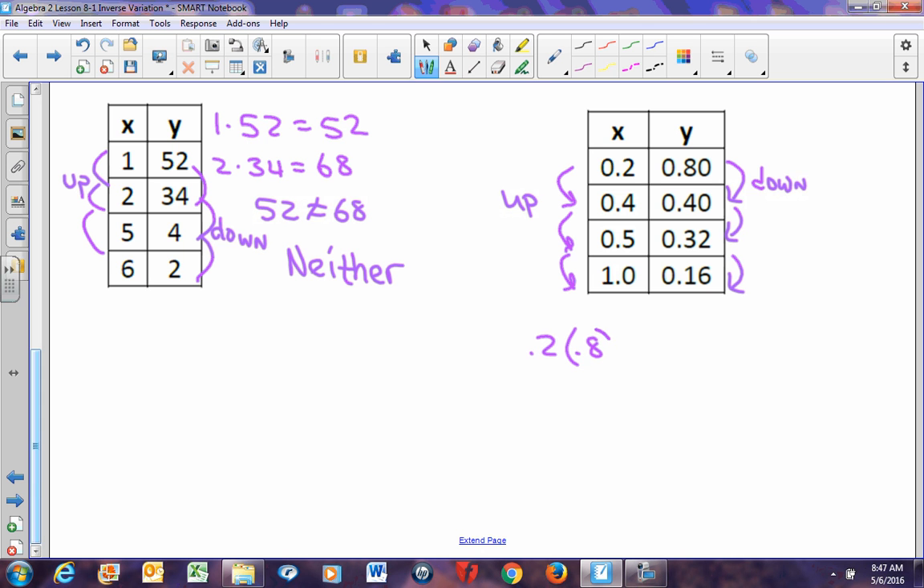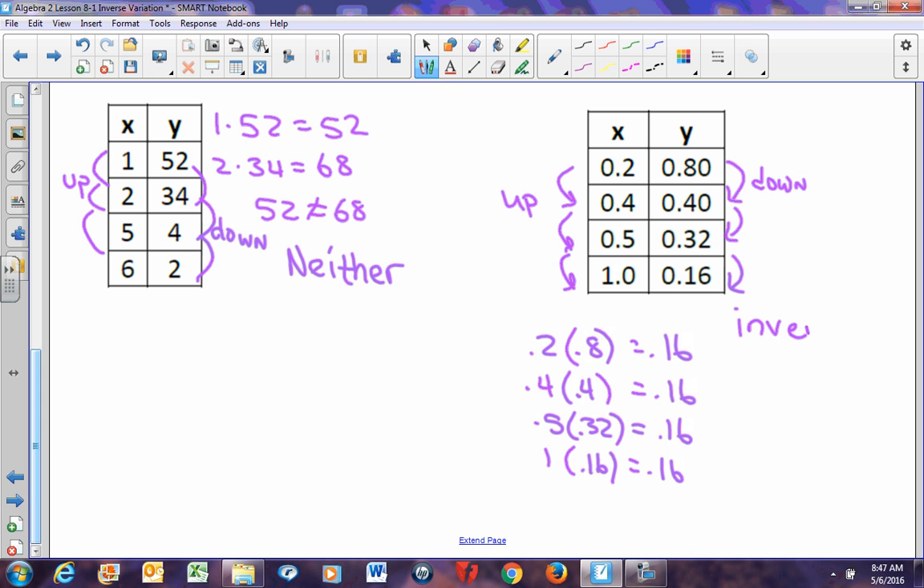0.2 times 0.8 is 0.16. 0.4 times 0.4 is 0.16. 0.5 times 0.32 is also 0.16, and 1 times 0.16 is also 0.16. So this is inverse variation. And we could write the equation for that variation as y equals k over x. So y would equal 0.16 over x. And that would be the inverse variation for this particular equation.